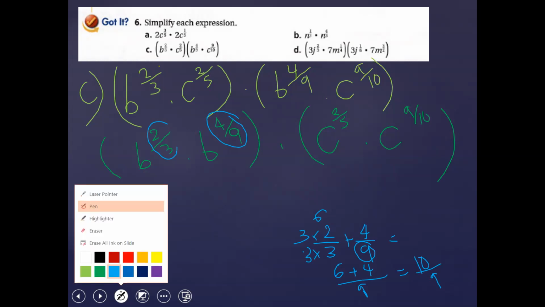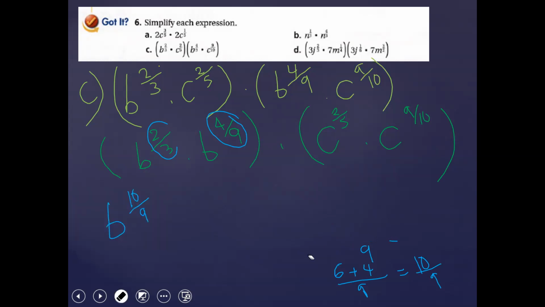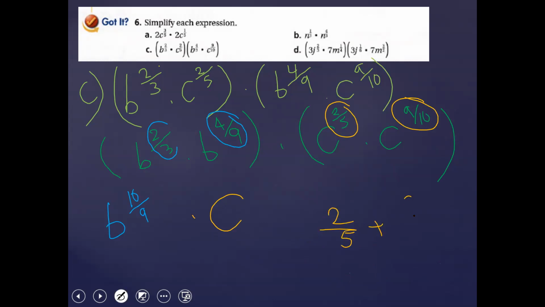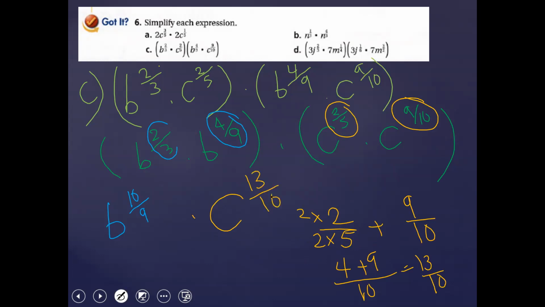Then, the second step, look at the second term. In the second term now, we have c, but both of them are raised to the power 2 over 5 plus 9 over 10. Do we have the same denominator? No, so I cannot add. How can I make 5 to be 10? Times 2. So 4 plus 9 over 10, and the answer now is 13 over 10. So it will be c raised to the power 13 over 10.